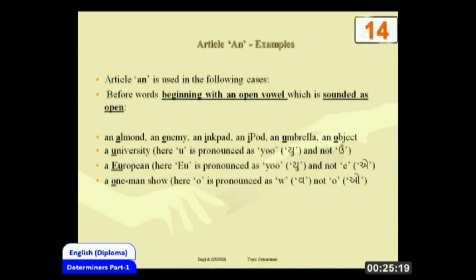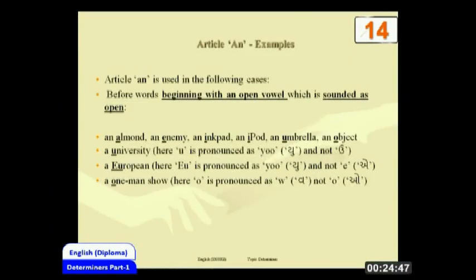In the next example, university is there. Generally, it is believed that when a word begins with A or E or I or O or U, we have to put article AN before it. But it is wrong. Again and again, I have told you that we don't have to see the spelling of a word. We have to see its initial sound. In the word university, the sound is Y, and Y is not a vowel sound, it's a consonant sound, and that's why article A.